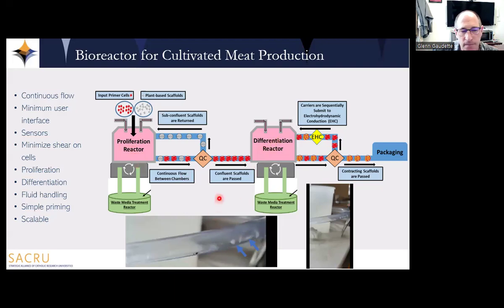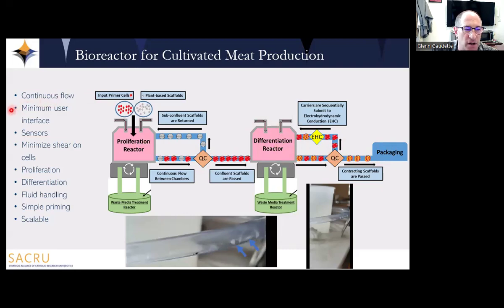So this schematic shows one example of a potential bioreactor system. We have a proliferation reactor, and the cells are growing and proliferating, and the number of cells is increasing. They can go through a quality control, and then go into another bioreactor, in this case a differentiation bioreactor. So now they're turning into the muscle cells we want. Again, they could go through another quality control checkpoint, and when they're full, they can go off to packaging. If they're not, they can go back into the reactor.